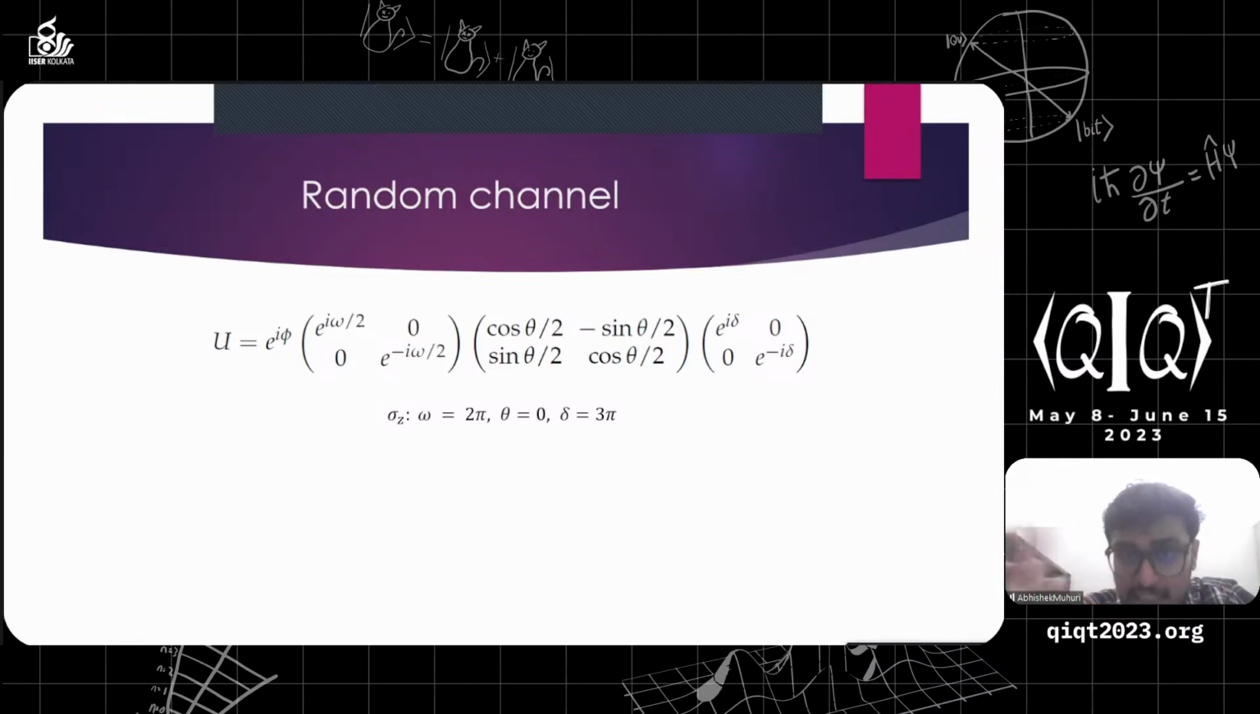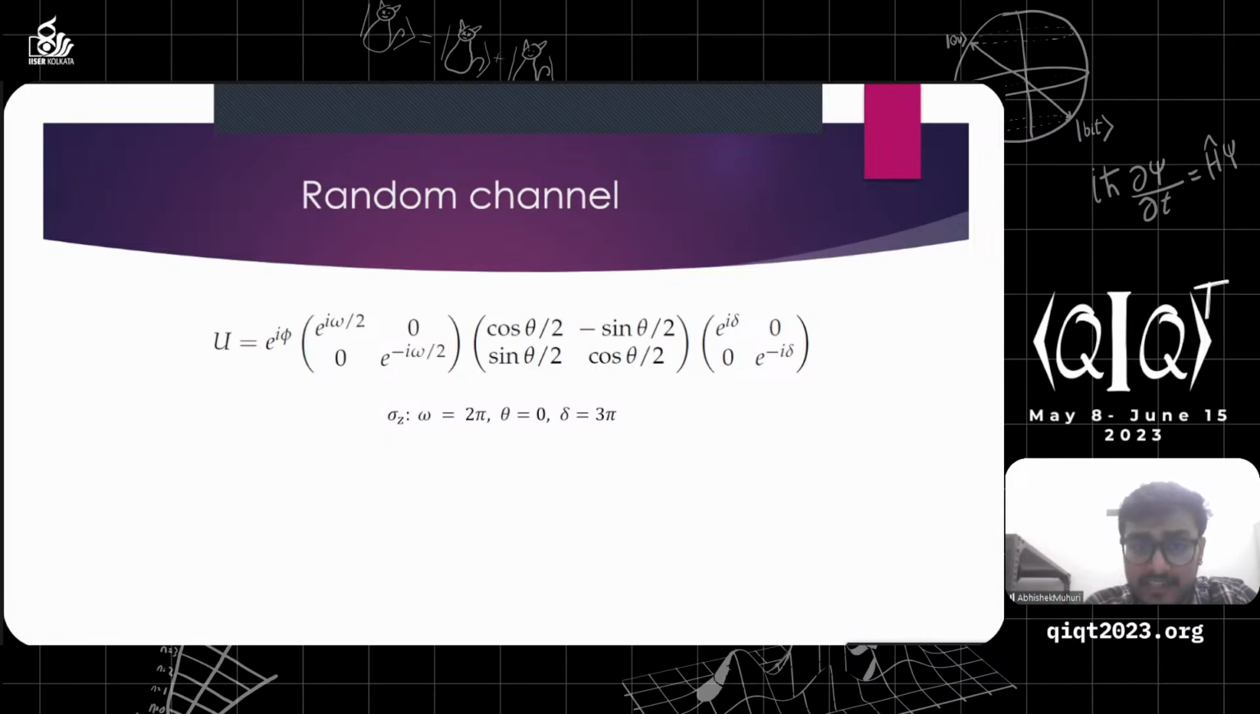We'll randomly choose this parameter from a Gaussian distribution whose mean values will give the parameter values of the corresponding Pauli matrices, and the standard deviation will be epsilon.